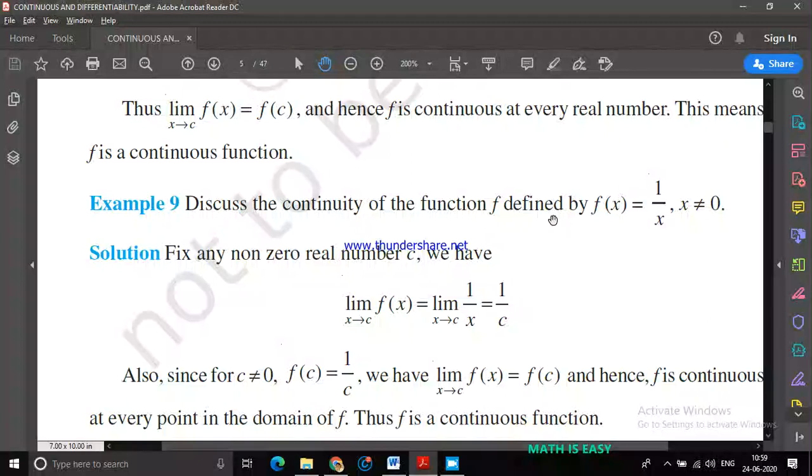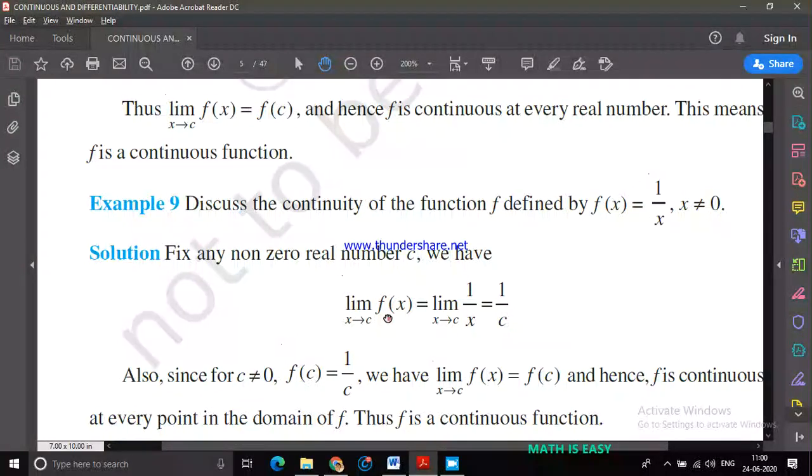Discuss the continuity of the function defined by f of x equals 1 by x, where x should not be equal to 0. If x equals 0, then you will get 1 by 0, which is undefined. That's why x should not be equal to 0. Now I have to check whether the function is continuous or not. How do you check? Because x is not equal to 0, you can take any value less than or greater than 0, and the function is going to be 1 by x only.